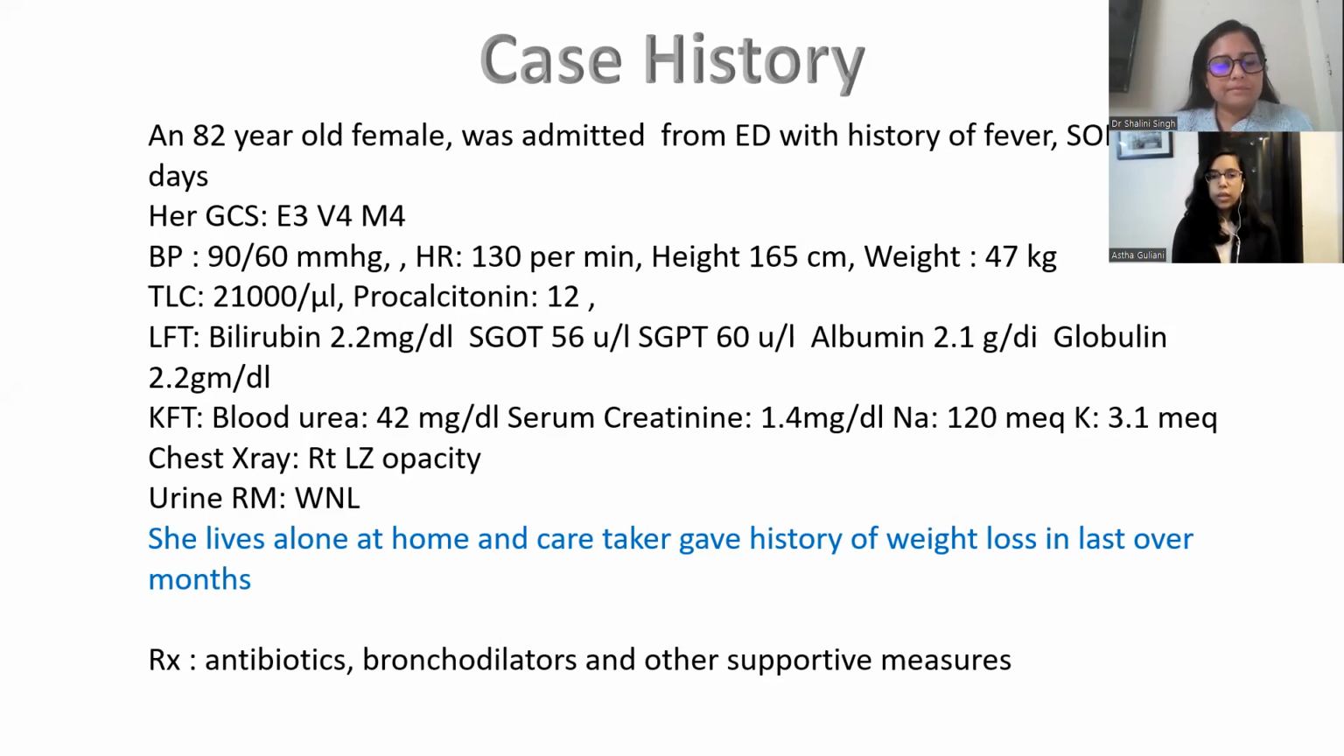TLC was high, 21,000. Procal was 12. Her bilirubin was 2.2, SGOT 56, SGPT 60, albumin was low, that is 2.1, and globulin 2.2. Her urea was 42, slightly on the higher side. Creatinine was 1.4. She had hyponatremia, hypokalemia. Her chest X-ray showed a right lower zone opacity. Her urine microscopy was normal.